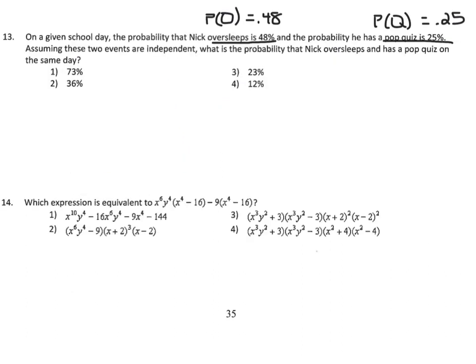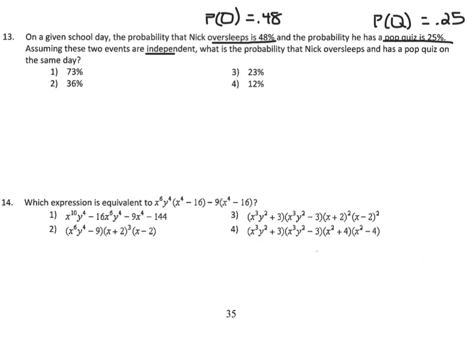Number 13: on a given school day, the probability that Nick oversleeps is 48%. So I wrote the probability of oversleeping is 0.48. And the probability that he has a pop quiz is 25%. So I just put the probability of a quiz is 0.25. All right, assuming these two events are independent.